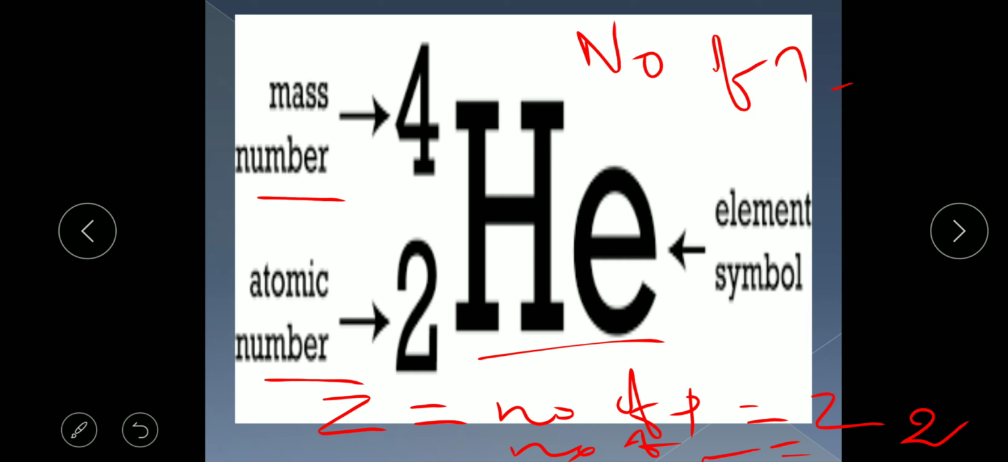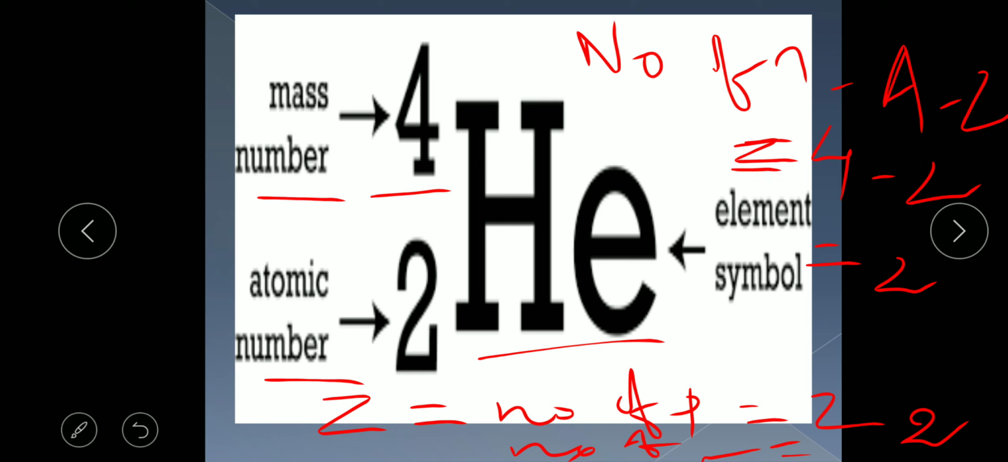Number of neutrons is mass number, that is A, minus atomic number, that is Z. So that is 4 minus 2 equals 2. Okay. So number of neutrons is 2. Now what is its electronic configuration?